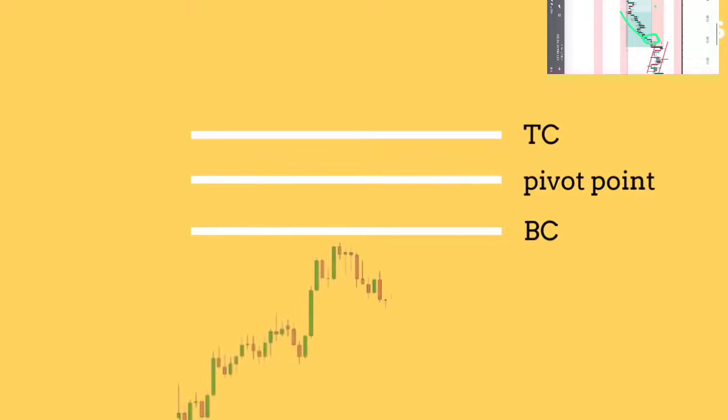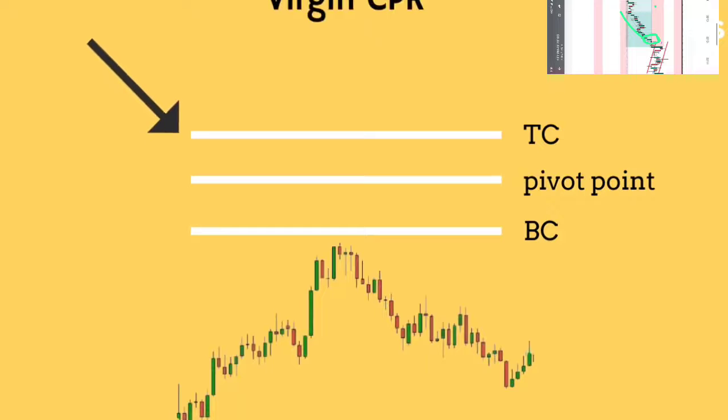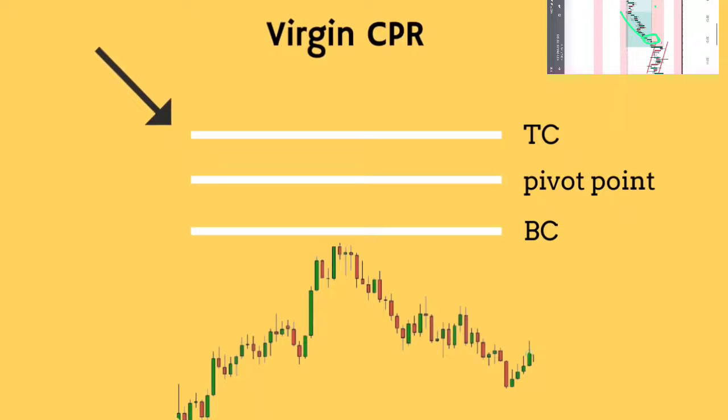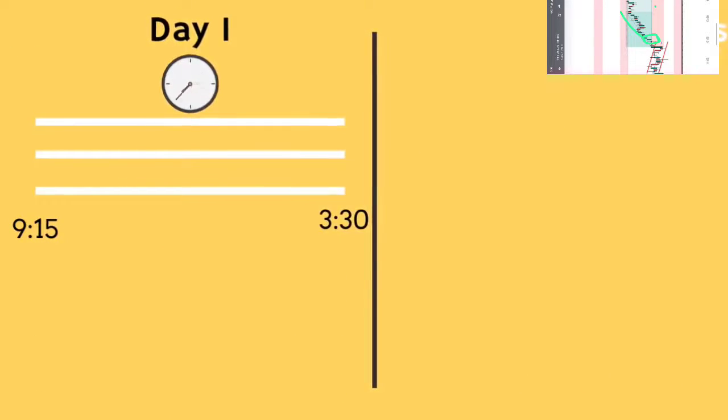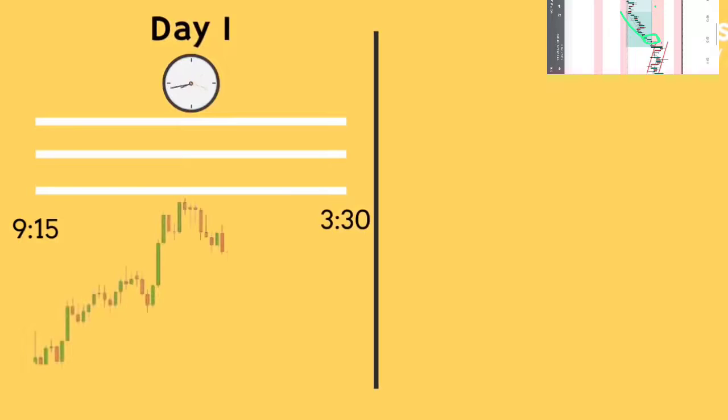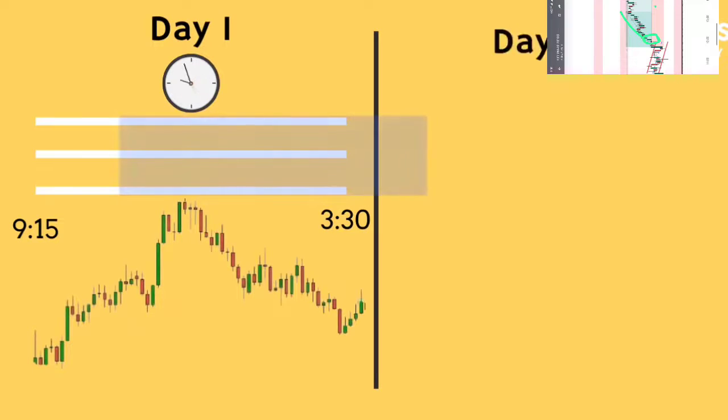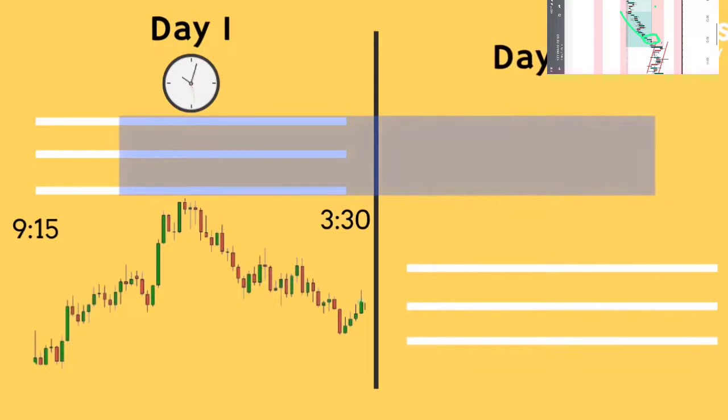If the whole day the candles did not touch the CPR of the particular day, then the CPR is called a Virgin CPR. On day 1, from 9:15 to 3:30, the candle did not even touch a single line of the CPR. You just extend this CPR line for the next day. For day 2, you will also have a CPR value, but you just forget about that.